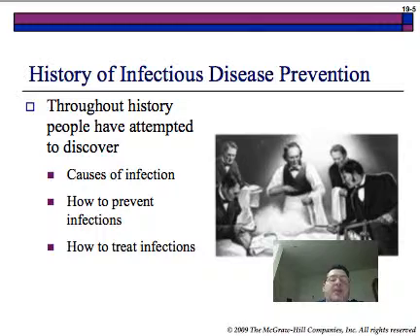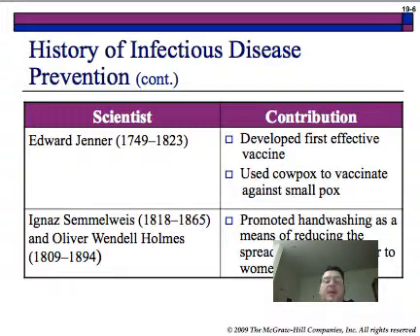Throughout history, people have attempted to discover causes of infection, how to prevent infections, and how to treat infections. From 1749 to 1823, Edward Jenner developed the first effective vaccines, using cowpox to vaccinate against smallpox in humans. Ignaz Semmelweis, 1818 to 1865, and Oliver Wendell Holmes, 1809 to 1894, promoted hand washing as a means for reducing the spread of puerperal fever to women in childbirth.